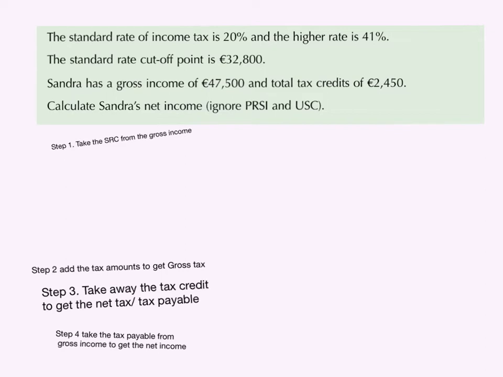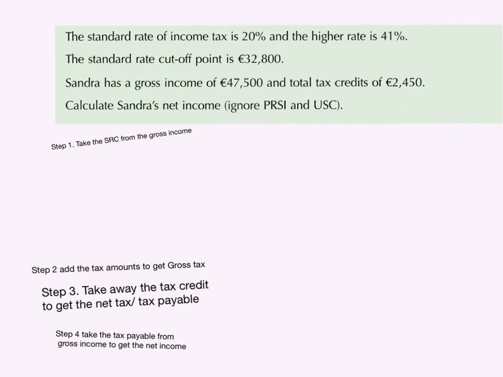Okay, so we're going to try a question. I like to do a little diagram when we're doing income tax. I think sometimes it just makes a little bit more sense. So we have a standard rate of 20%. We have a higher rate of 41%. The standard rate cut-off point is 32,800, and then we can see that Sandra has a gross income of 47,500. So that's our gross income.